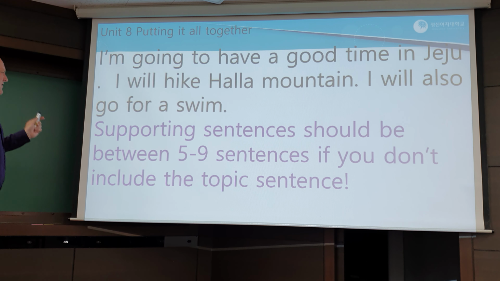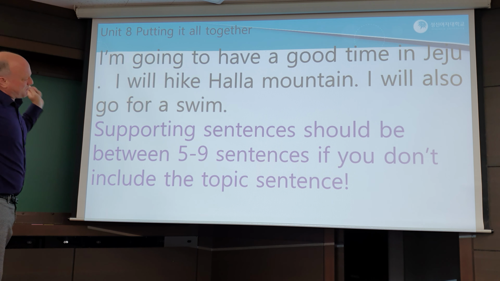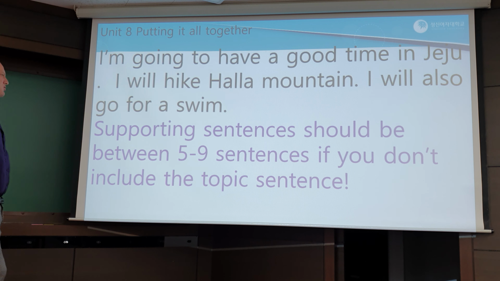Okay, so there are not enough supporting sentences here. Supporting sentences should be between 5 to 9 sentences if you don't include the topic sentence.